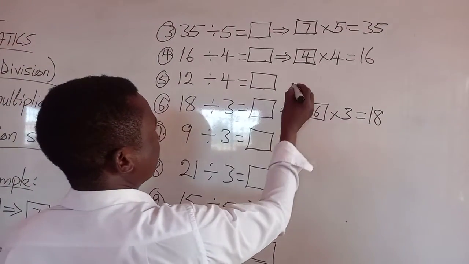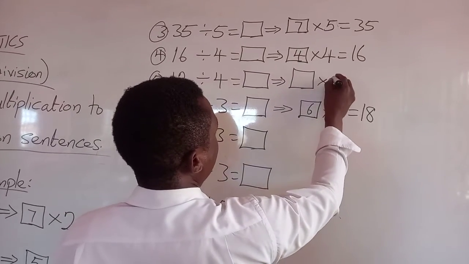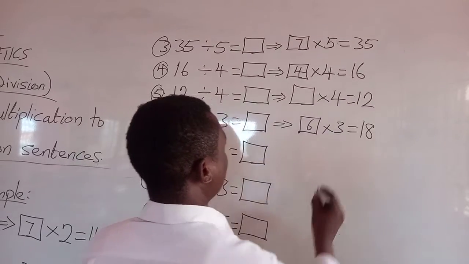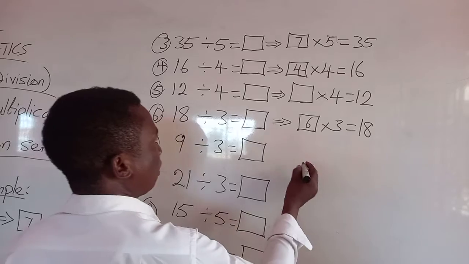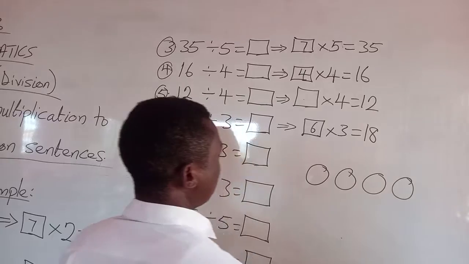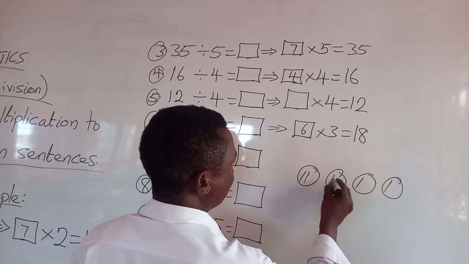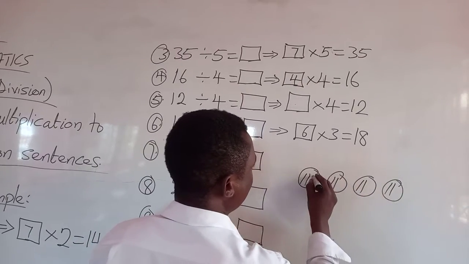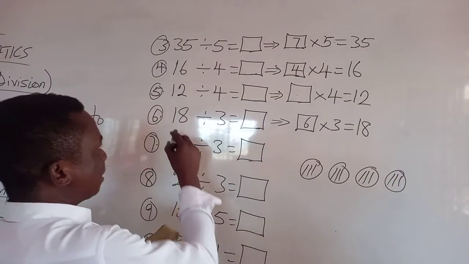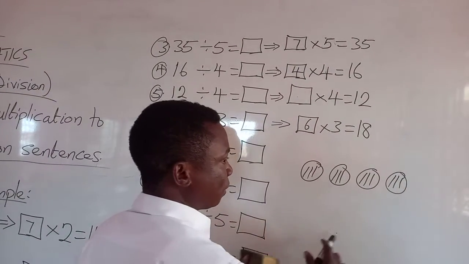And let's look at this. Divided by 4, so 4 times a number will give us what? 12. So let's look at this. 12, when you talk of 12, 1, 2, 3, 4. Let's divide 12. 1, 2, 3, 4, 5, 6, 7, 8, 9, 10, 11, 12. The moment you are counting and you reach the number that they are dividing, then you stop. They are dividing what? 12. So the moment you reach 12, you stop.